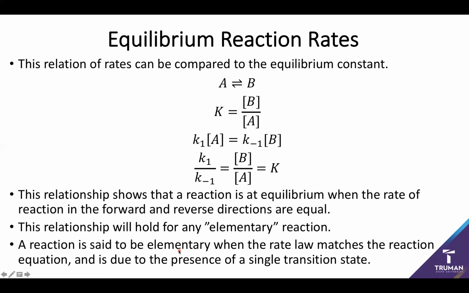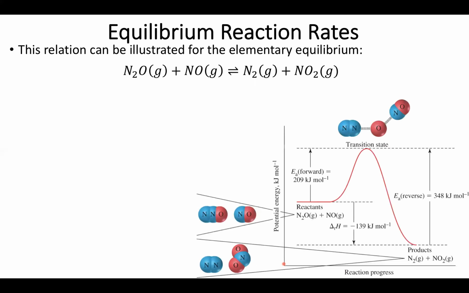And one of the things that causes a reaction to be elementary is the presence of a single transition state. Because if I have a single transition state, it means that all of those reactants have to come together to get over one net point, at which point the reaction proceeds.